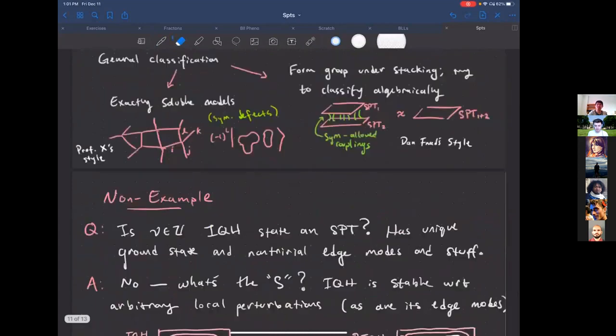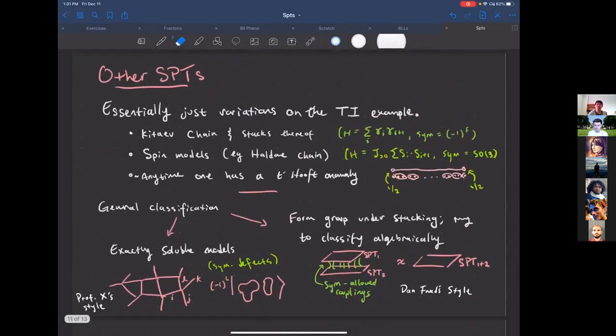Since time is up, I have 2 slides and I'll just finish. If people want to learn more about SPTs, you will see that essentially all the examples of SPTs are variants on this topological insulator idea, where we have some degrees of freedom, we couple them to a gauge field, we integrate out the degrees of freedom, and then we get a topological response to the gauge field. It's not always discussed like this, particularly in these popular examples.